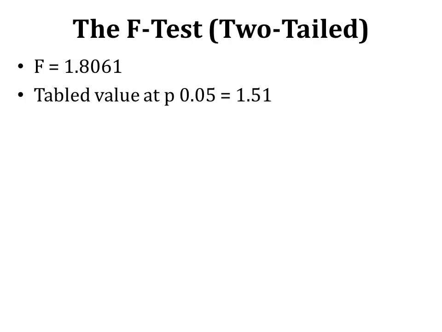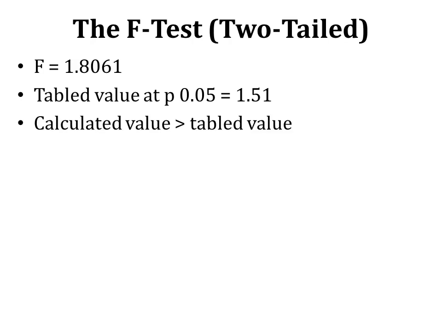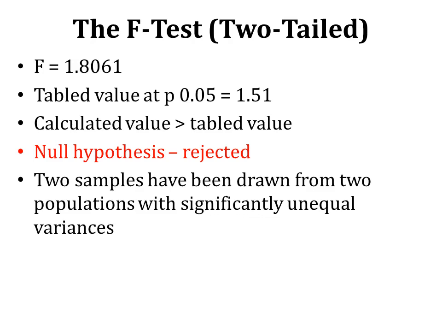Now we compare the table and the calculated value. The calculated value is 1.8 and the table value at probability 0.05 is 1.51. So here in this case our calculated value is greater than the tabled value. So what do we do with the null hypothesis? We accept it or reject it. So obviously we are going to reject the null hypothesis because the probability of null hypothesis to be true is less than 0.05. So therefore we are going to reject the null hypothesis, and we can say that two samples have been drawn from two populations with significantly unequal variances.